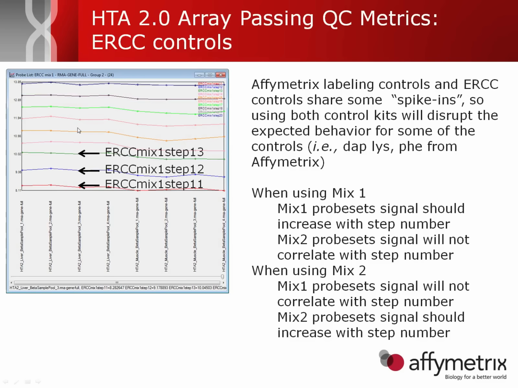So when using the Mix 1 from ERCC, you should pay attention to the ERCC Mix 1 probe sets. In this case, the probe set signals should increase with step number. For example, as shown here, this set of data has had the Mix 1 probe set spiked in. And you can see step 11 is the lowest, followed by step 12, followed by step 13, etc. on up. The Mix 2 probe set signal will not necessarily correlate with step number.